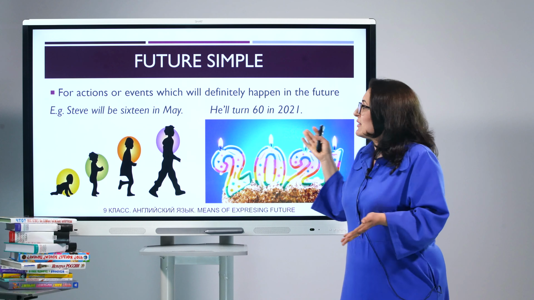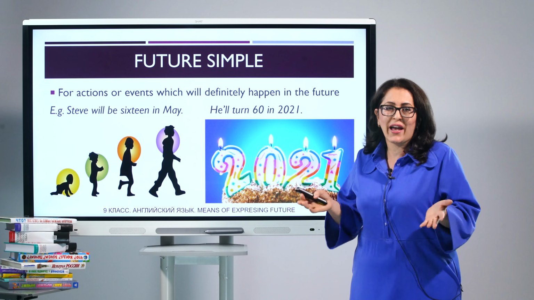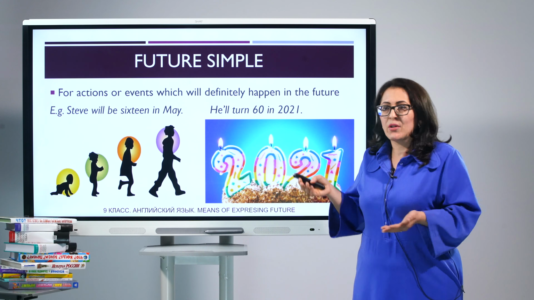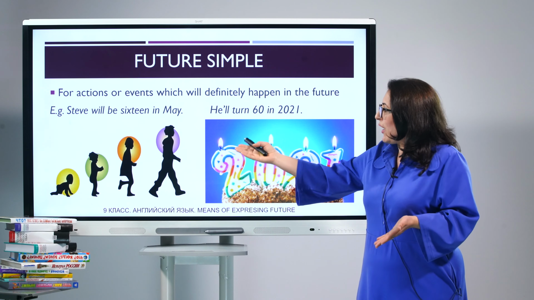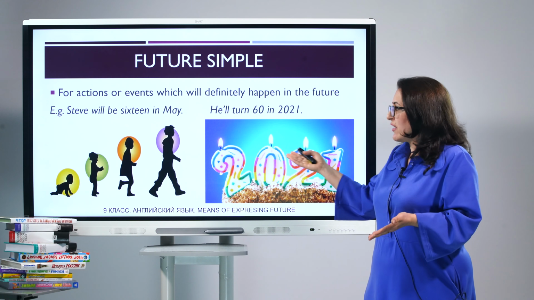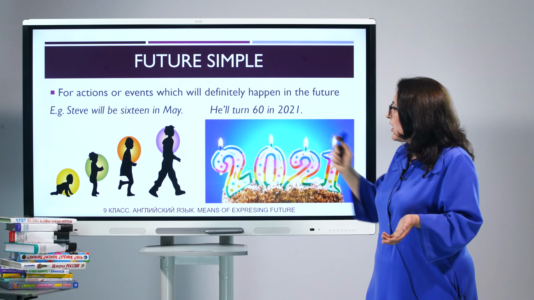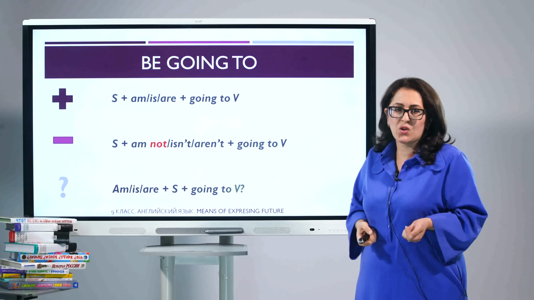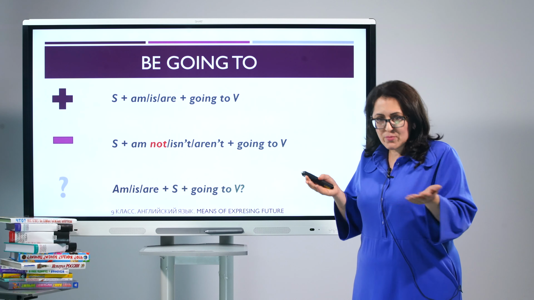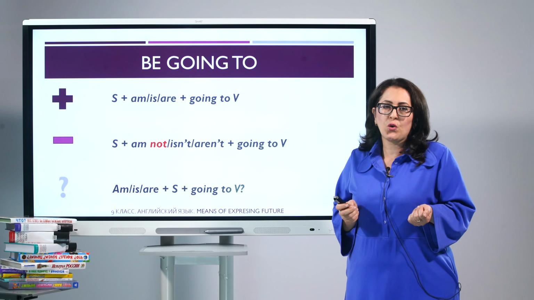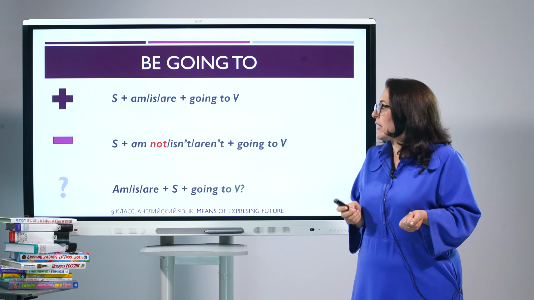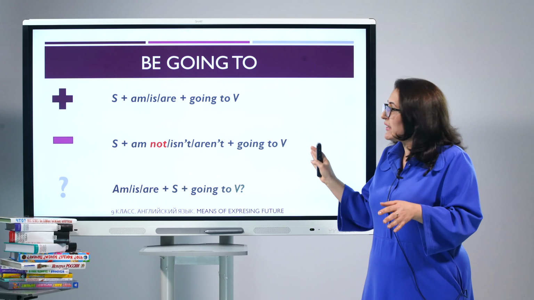So future simple is definitely used for actions or events which will happen in the future. And the picture clearly shows this very idea. Okay, look here. Steve will be 16 in May. He'll turn 60 in 2021. So the next form of expressing the future is the be going to construction. The grammatical structure is familiar too.